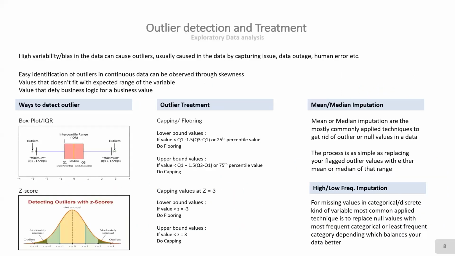Now, outlier detection and treatment is a treatment step, because outliers could exist in the data, based on data capturing issues. This could be a data outage, a data spike, redundancy in the data, or very well a human error as well. All these possible scenarios can lead to an outlier in your data.